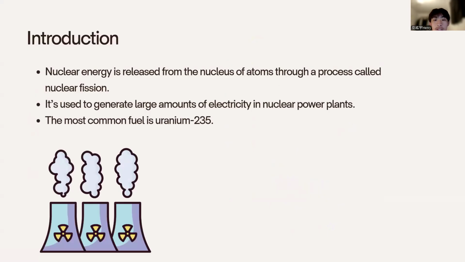Nuclear energy is released from the nucleus of atoms through a process called nuclear fission. It is mainly used to generate electricity in nuclear power plants. The most common fuel used is called uranium-235, a radioactive isotope that is highly efficient for this purpose.